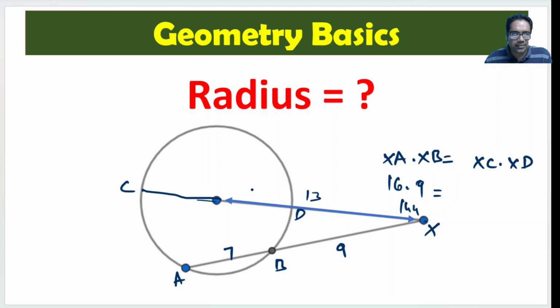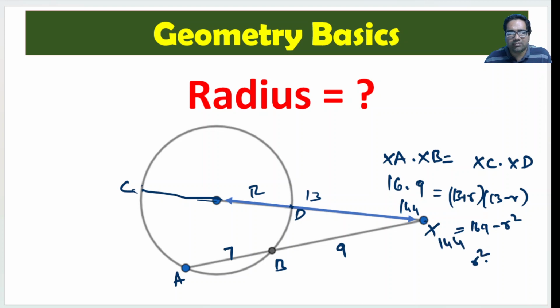If you assume the radius is R, then XC becomes 13 plus R, since 13 is from the center to this point and there is one more R extra. And XD is 13 minus R, because we have to remove this R, since we want XD only, not to the center. So 13 plus R times 13 minus R is 13 squared minus R squared, which is 169 minus R squared, equals 16 times 9, which is 144.